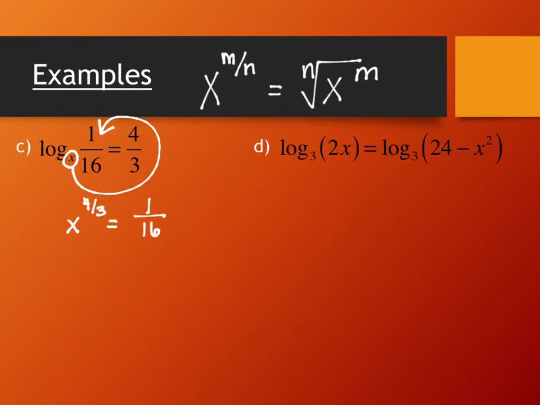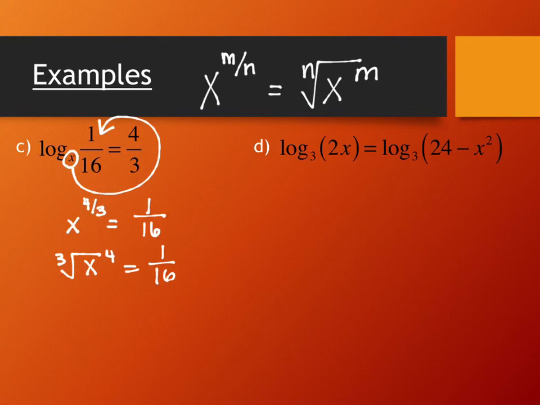I have x to the 4/3. That's the same form as x to the m over n. So this rewrites as the cube root of x to the 4th. You can put the 4th underneath with the x. You can put the 4th on the outside. It doesn't make any difference. It's the same thing either way. Now there's two things that we need to do to solve this for x. We need to get rid of the cube root, and we need to get rid of the power 4. Does everybody agree on that?